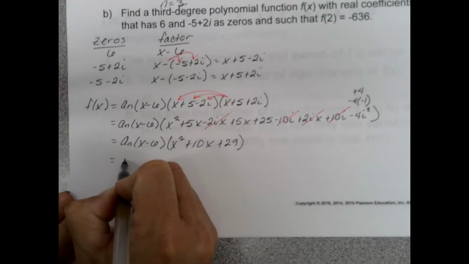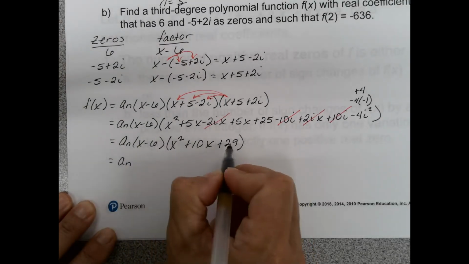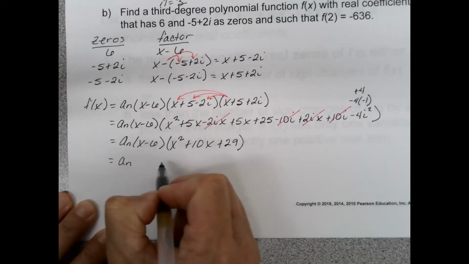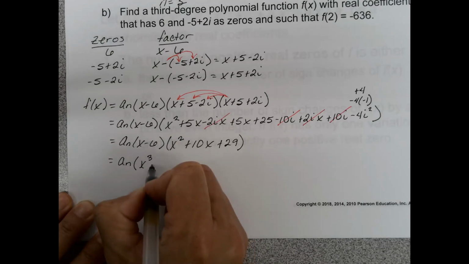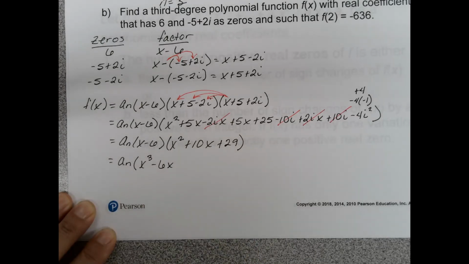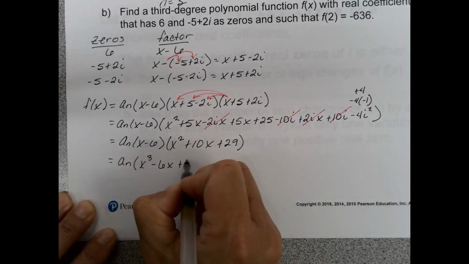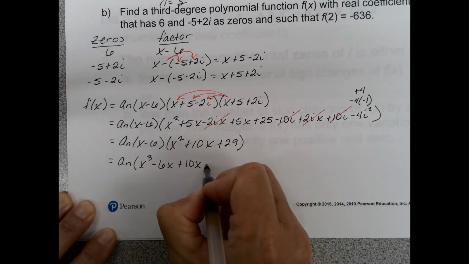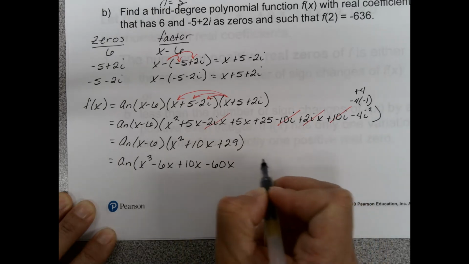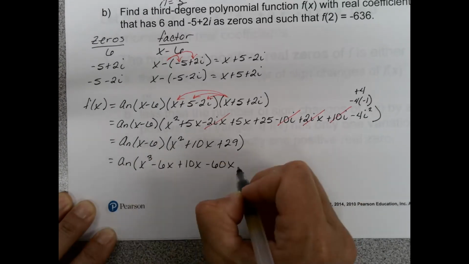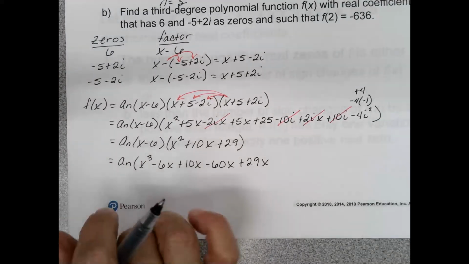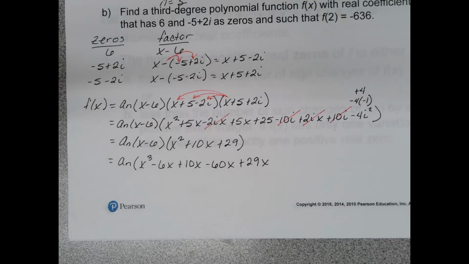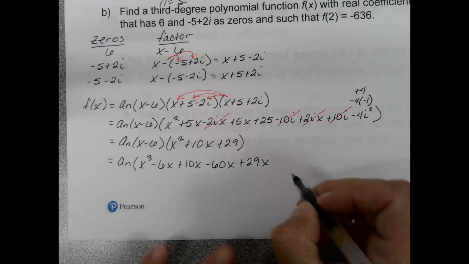I'll distribute another time. I'm going to take each one of these three terms, distributing it through the x and the negative 6. x squared times x is x cubed. x squared times a negative 6 is a negative 6x squared. 10x times x is 10x squared. 10x times a negative 6 is a negative 60x. 29 times x gives me 29x. 29 times 6, I think, gives me 174 negative.